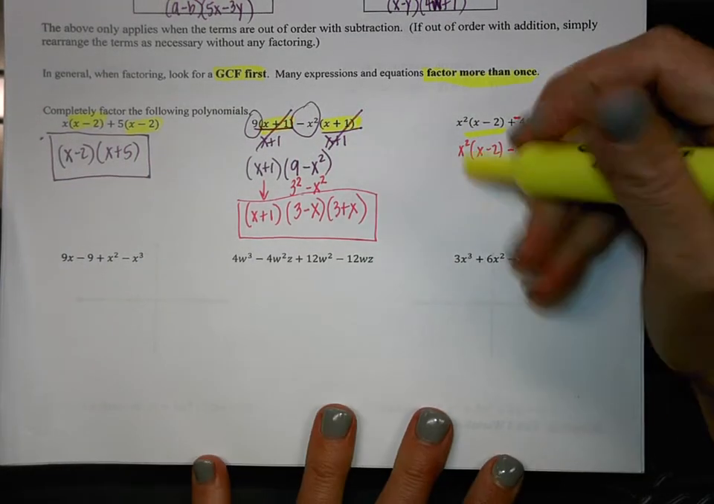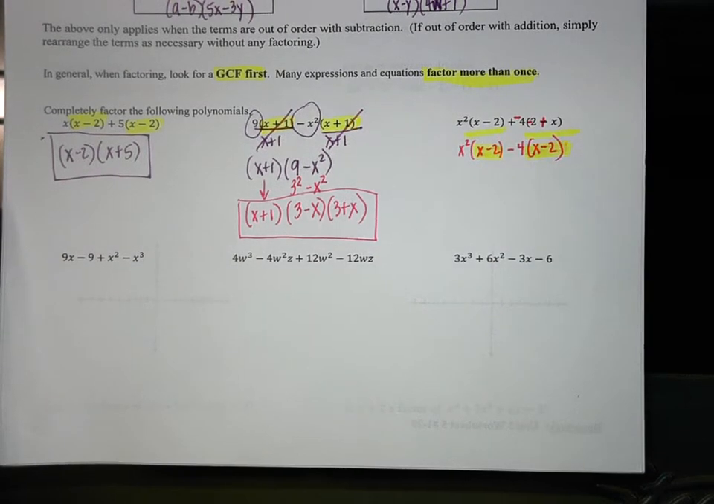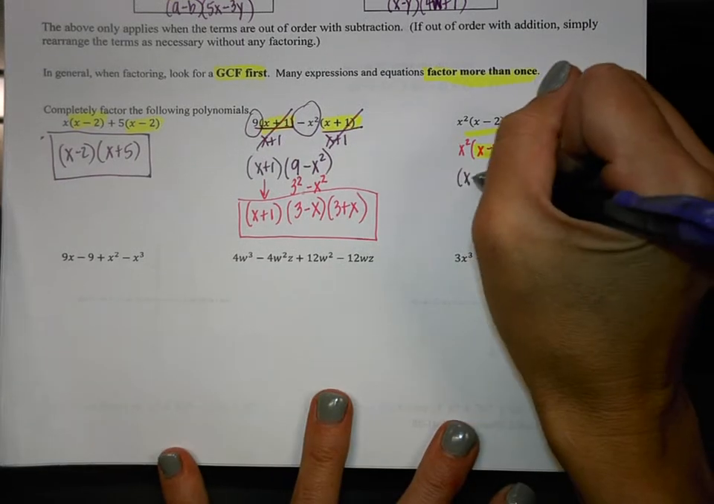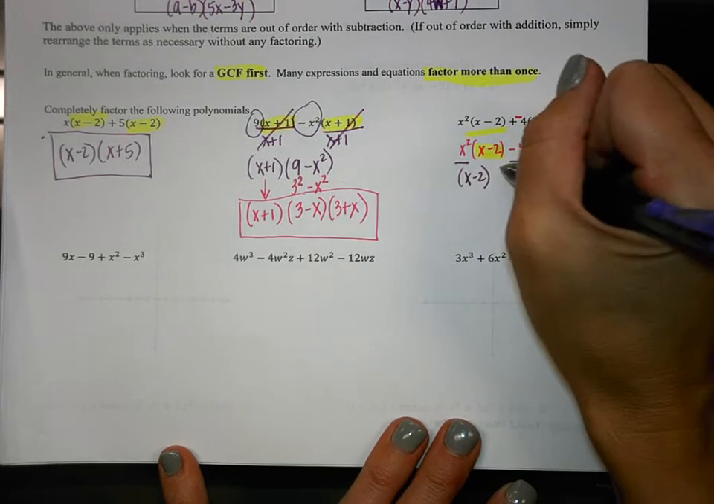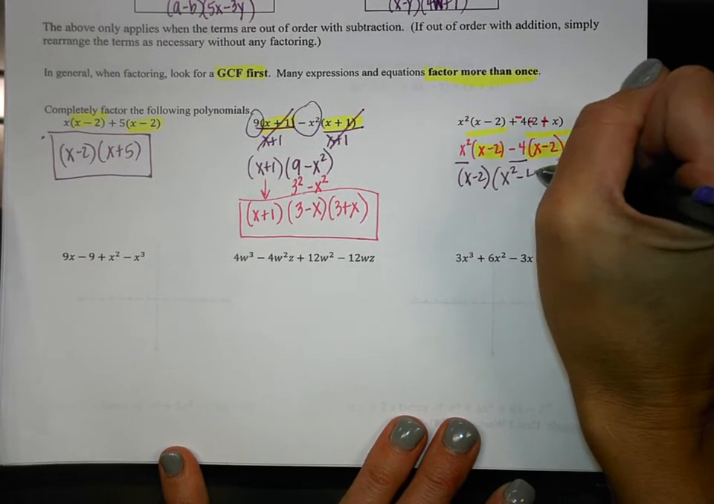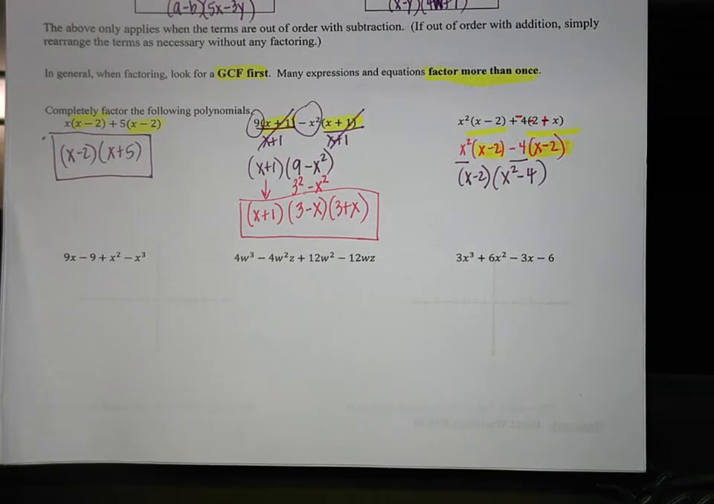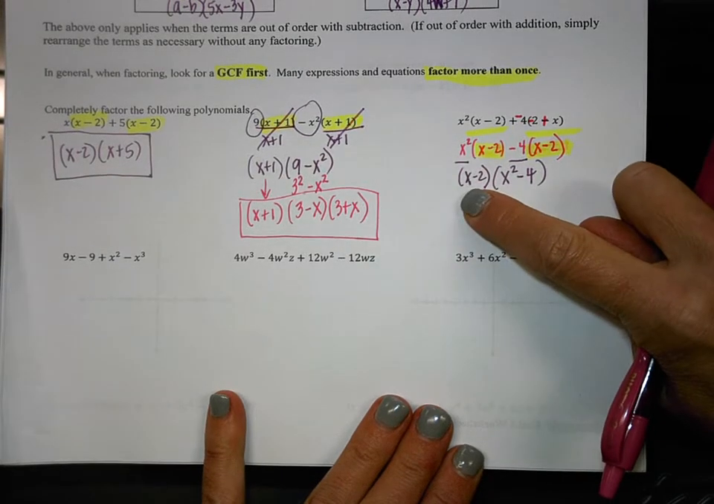Now we notice that these right here are the same, so that's my new GCF of the problem. Okay, my GCF is what? X minus 2, and I'm left with x squared minus 4. Can this be factored further? Yes. What piece can be factored further? X squared minus 4. Can x minus 2 be factored further?